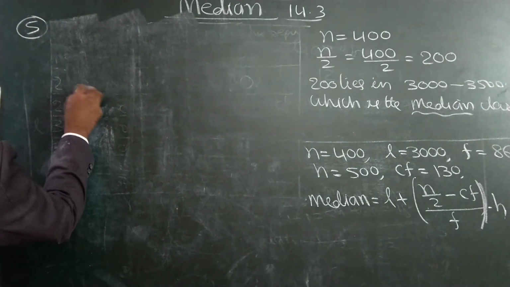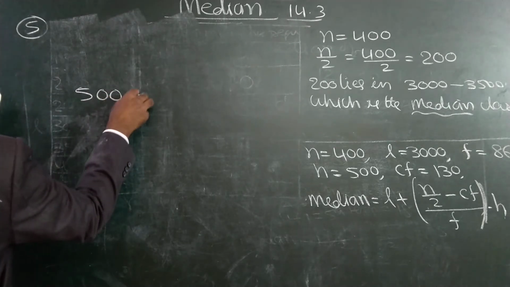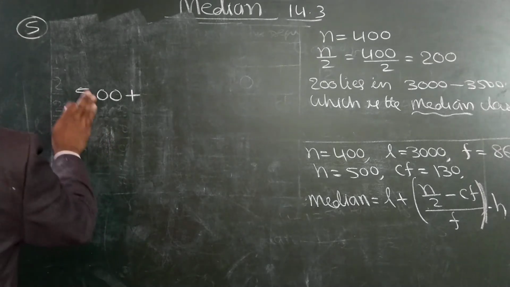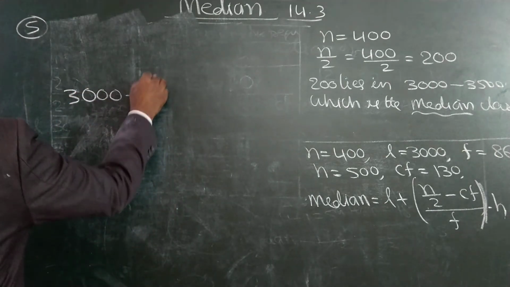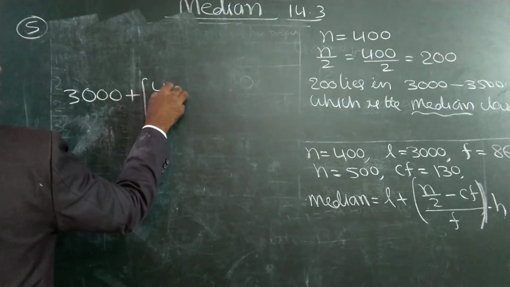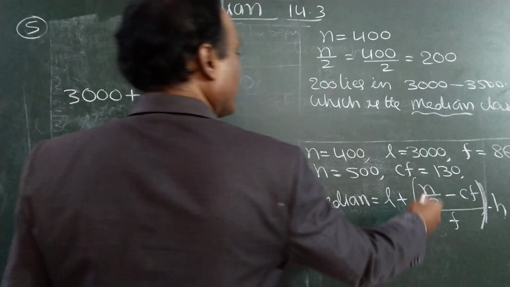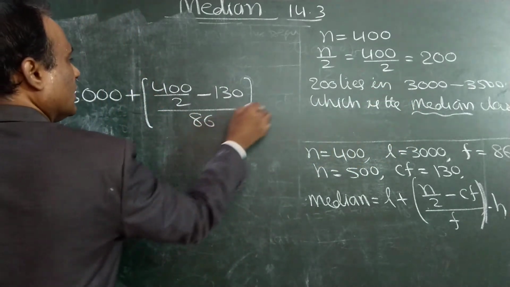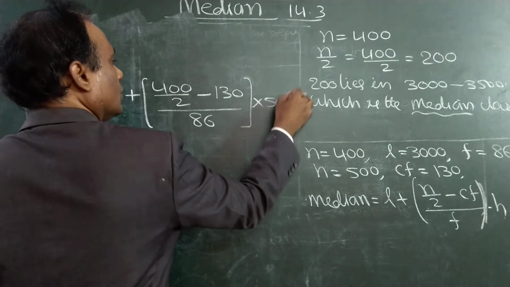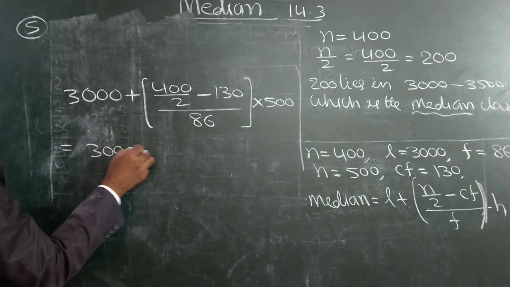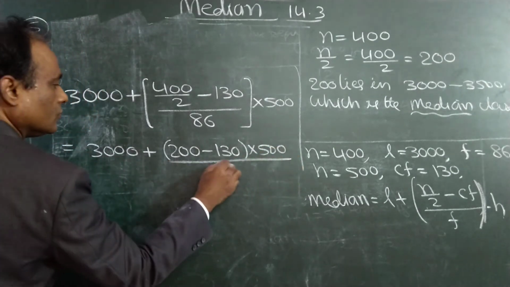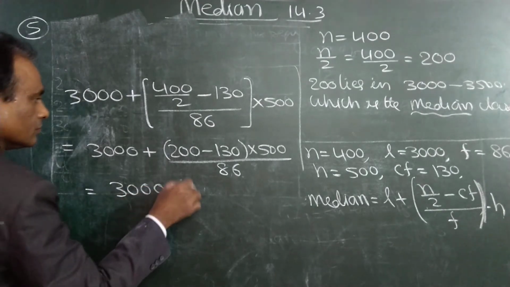L is 3000 plus N by 2, which is 400 by 2. Substitute the values. Cumulative frequency is 130. Frequency is 86. Size is 500. Do it. 200, 70.